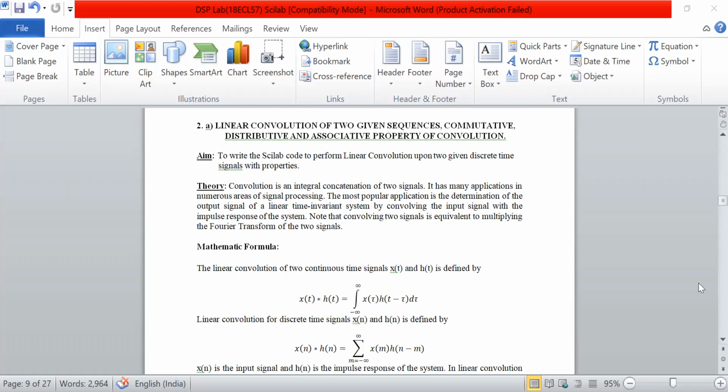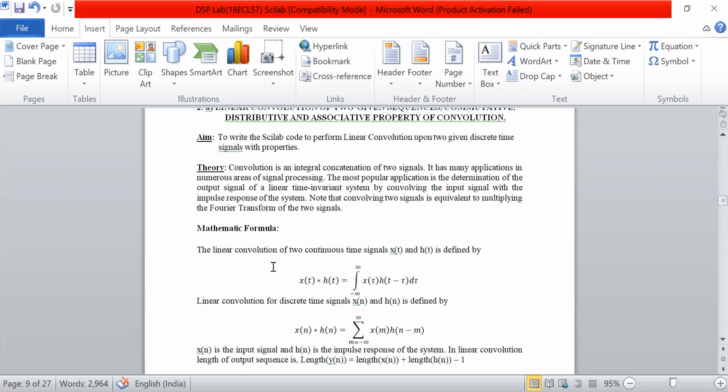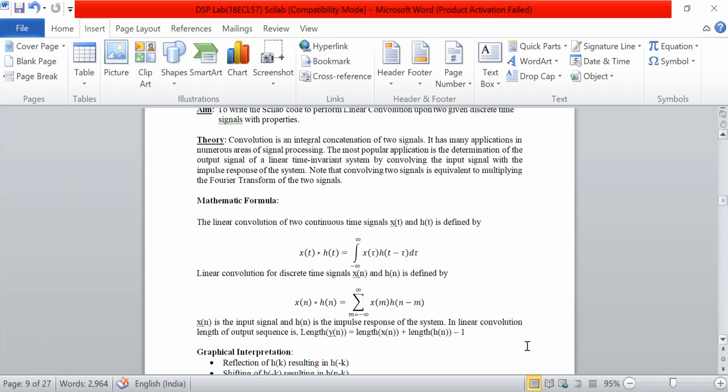Then the formula, you already know. For a continuous time signal, the linear convolution formula is x of t convolved with h of t is equal to the integration, with limits from minus infinity to infinity, of x of tau into h of t minus tau with respect to tau. Similarly, in case of discrete time signals, the formula is x of n convolved with h of n is the summation of x of m, h of n minus m. Here x of n is the input signal and h of n is the impulse response of the system. The length of the linearly convolved output signal y of n is equal to the length of x of n plus the length of h of n minus 1. Okay, this is the theory regarding this.